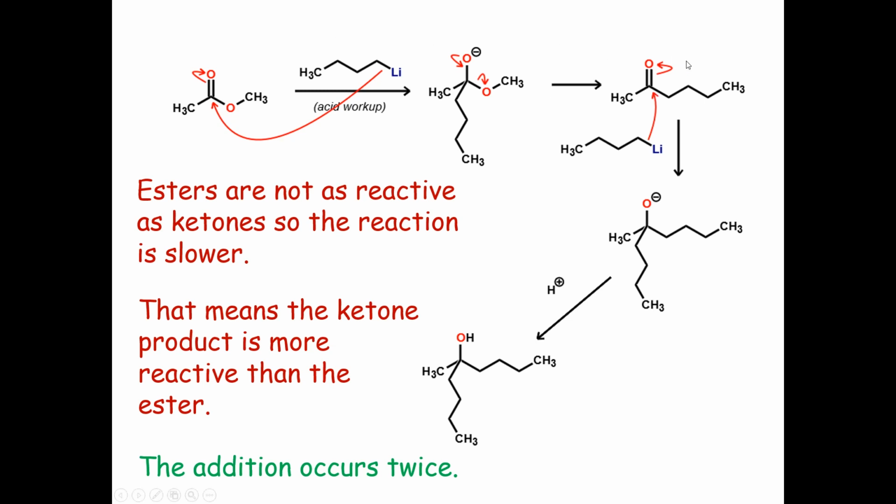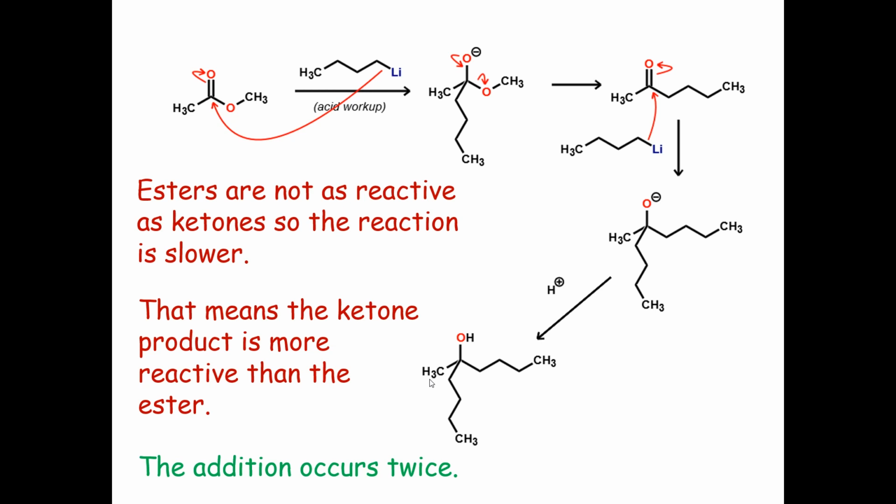Now, you could stop there, but it turns out it's really difficult to do. Why? Because esters, with the stabilization from the oxygen lone pairs, are resonance stabilized relative to ketones. That means the ketone is more reactive to the butyllithium than the ester is, which means this first step may be fast, but the second step is really fast. Indeed, the second step is much faster than the first step, which means you can't stop here. So you'll add again, and you'll end up with a tertiary alcohol. So the addition is going to occur twice.